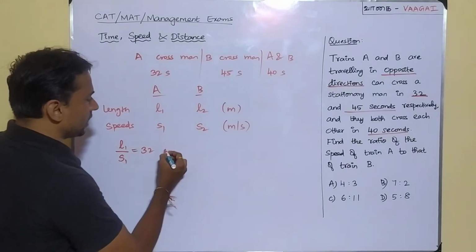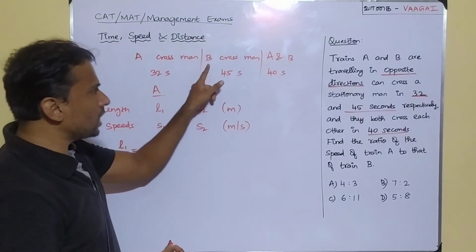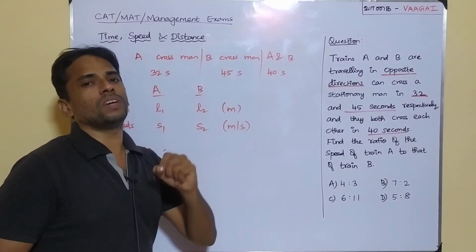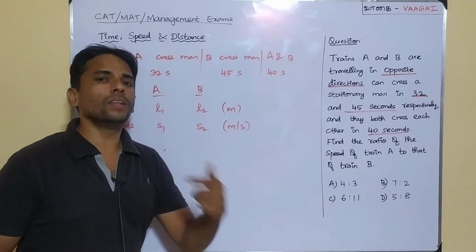Now come to the second case. What do we have in the second case? We have train B crossing the same man. How much time is it taking? It is taking 45 seconds. Let's try to build another relation here.